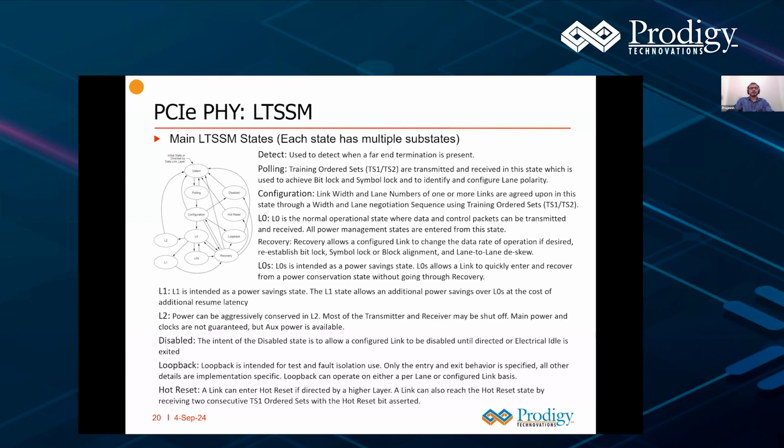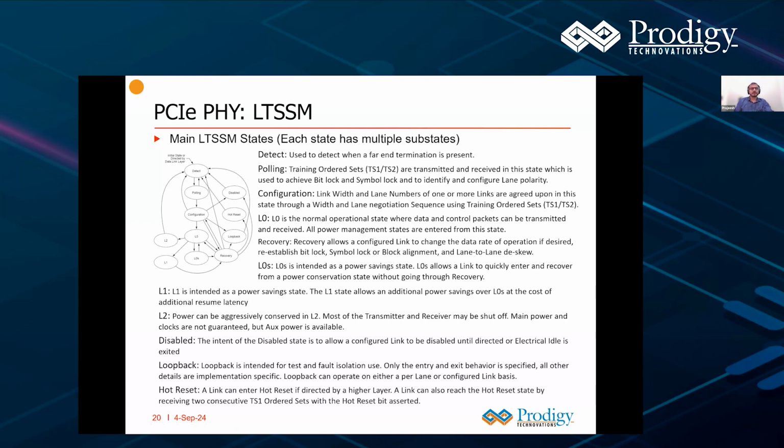And then there is the polling state. In polling state, devices start sending training sequence 1 and 2. This state is used to achieve bit and symbol lock. It will be a repeated kind of pattern, which makes sure that enough transitions are there, so the receiver side CDR can lock to the data and achieve bit level and symbol level lock. Each state has multiple substates, which are not captured here. Almost all states have 3 to 4 substates, which you can see in the spec.